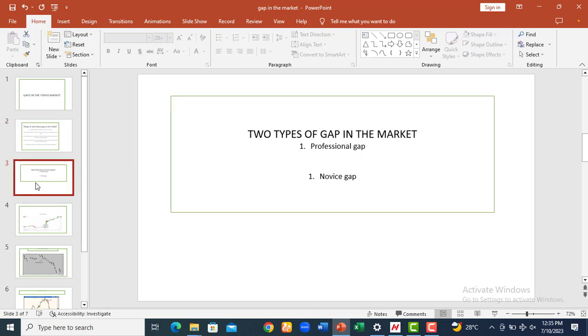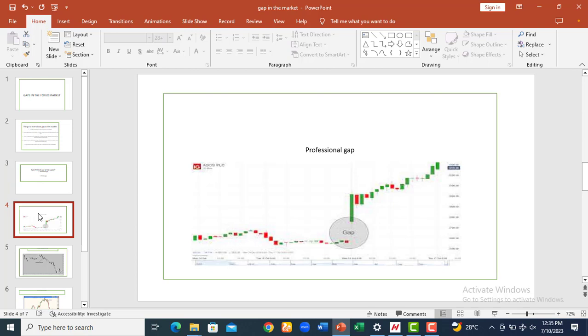Two types of gap in the market. We have the professional gap and the novice gap. So what is a professional gap? A professional gap is a gap that occurs in the opposite direction of the trend.